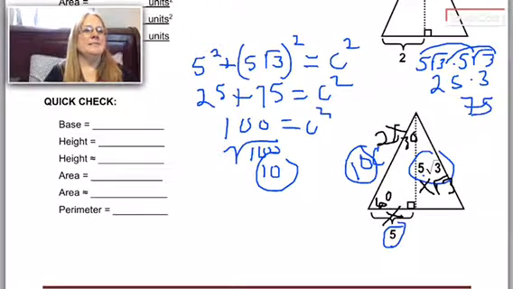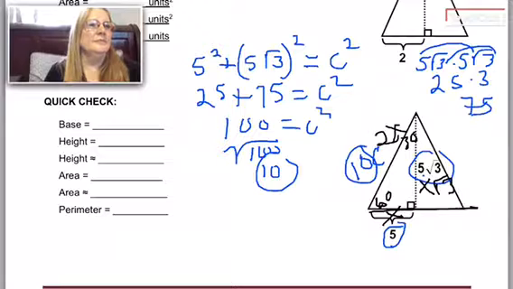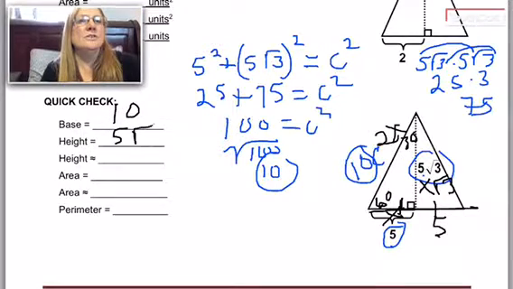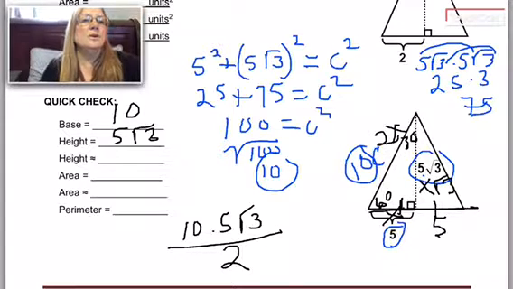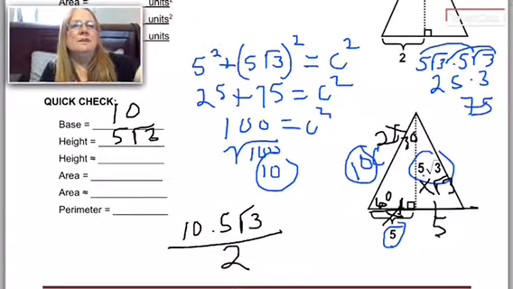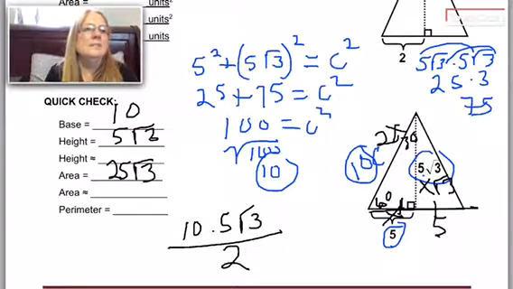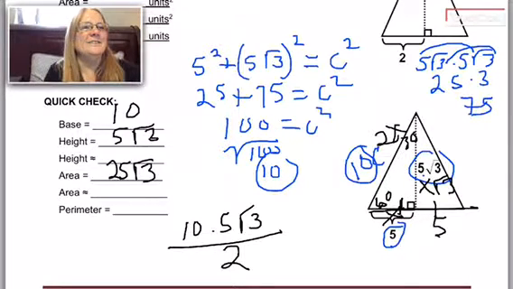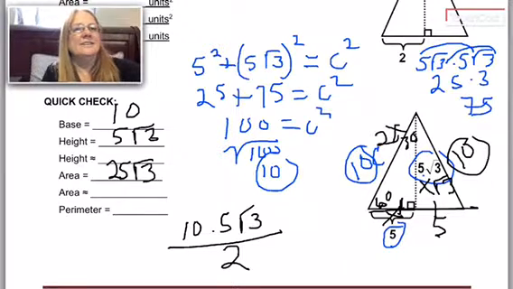So our base, these are going to be congruent. This is 5, that's 5. Okay, so the base is 10. The height is 5 square root of 3. The area is base times height divided by 2. 50 divided by 2 is 25 times the square root of 3. Okay, and then the perimeter is, this is an equilateral triangle if you didn't recognize that. It's 30.